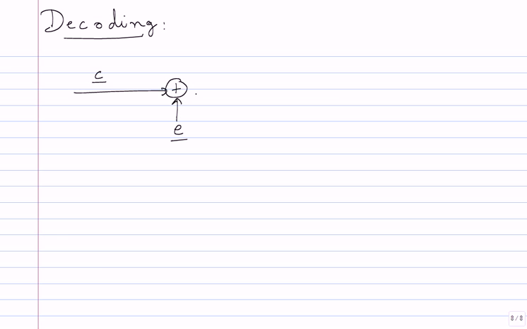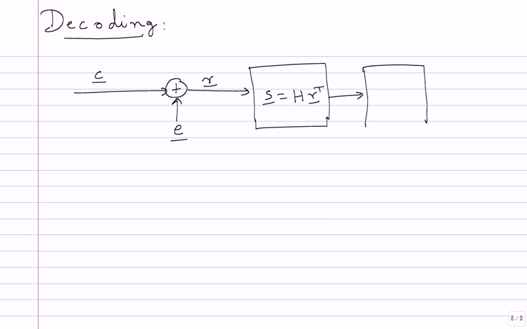This is C and E, and you get R. What's the first step in the syndrome decoder with R? You find the syndrome. I'm going to find S equals H times R transpose, and then I try to find E cap from S. That's the next block, the most likely error. Then the output C cap is R plus E cap. So that's how the syndrome decoder works.